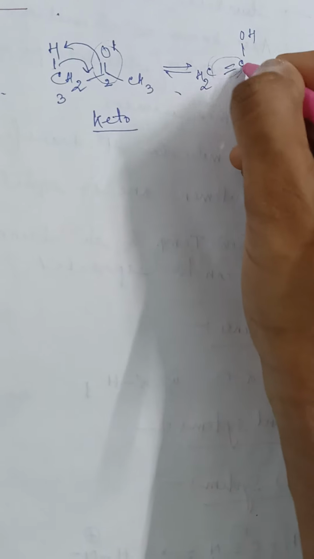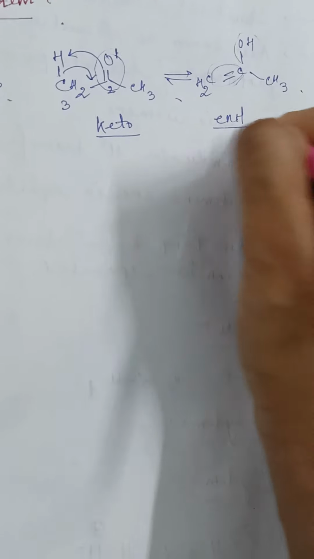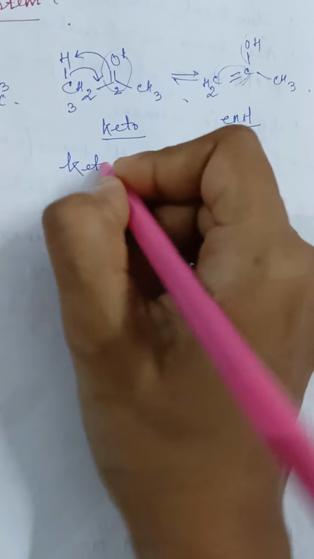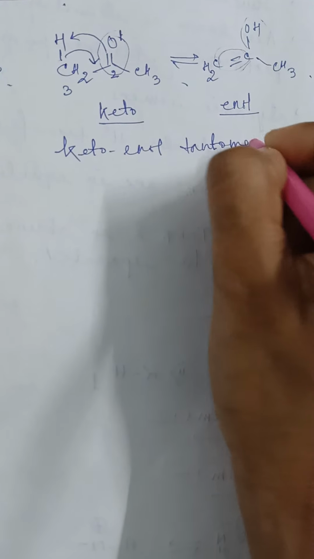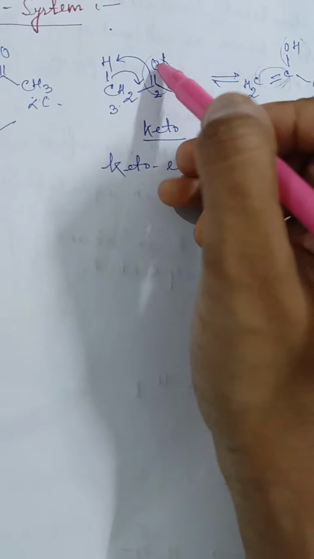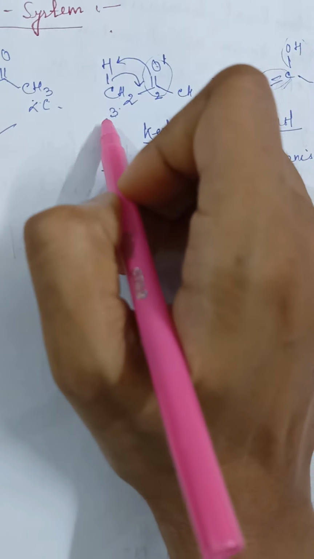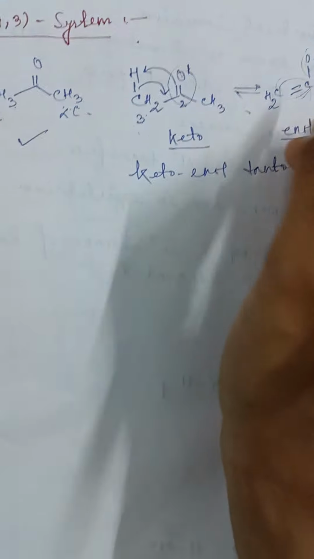This has a keto group, that's why it is known as keto, and this has "ene" meaning double bond and "ol" meaning alcohol, so it is known as enol. So it is known as keto-enol tautomerism. And why is this a 1,3 system? Because you see the transfer is happening between 1 and 3. This oxygen is abstracting, and at this 3 position the hydrogen is there. So, 1,3 system.